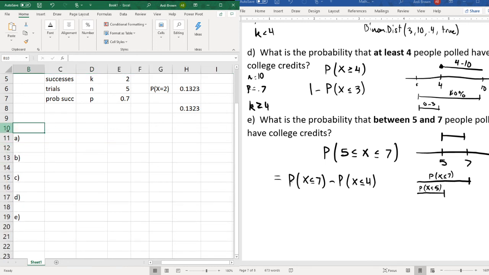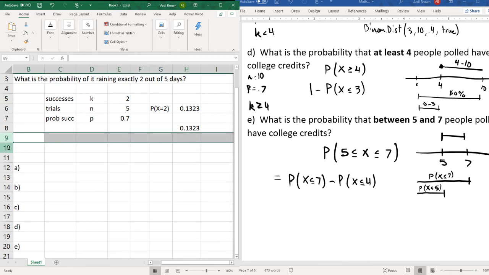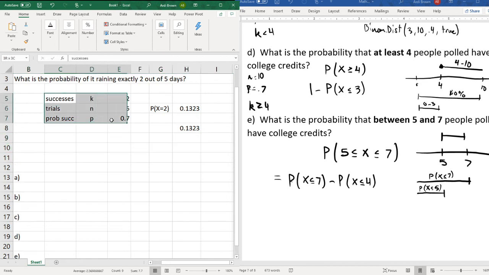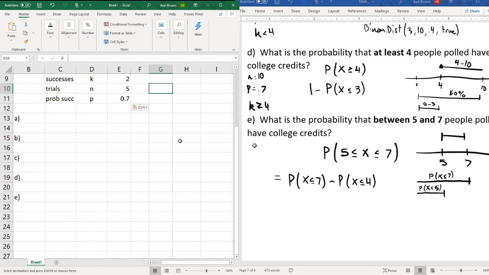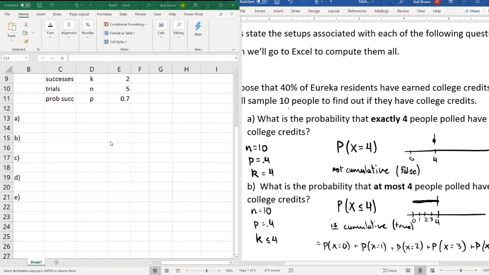So what I want to do here is use this structure up here that I've set up for myself to help me with each of these. I'm going to give myself basically this exact same spread right here, and we'll use this for all of these. I'm picturing that we're just looking at this, and I'm going to use these cells to change my values. So in question A, I was asking for what is the probability that X equals 4?